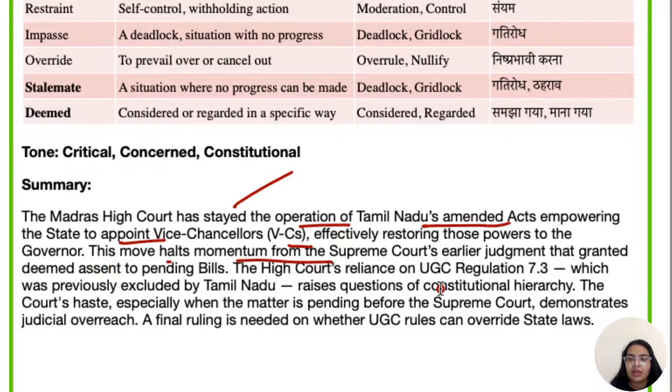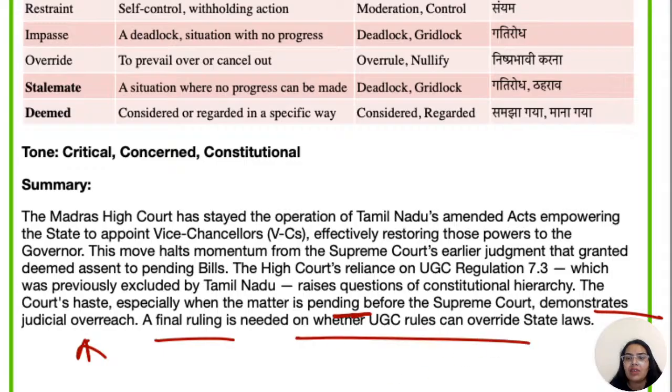This move halts momentum from the Supreme Court's earlier judgment. There was an earlier judgment that granted deemed assent, that means considered assent, to pending bills. The High Court's reliance on UGC regulation raises questions of constitutional hierarchy. Which regulation will matter more? The court's haste, especially when the matter is pending, demonstrates judicial overreach. Why? It is not justified. Why is there so much hurry? A final ruling is needed on whether UGC rules can override state laws. Okay?